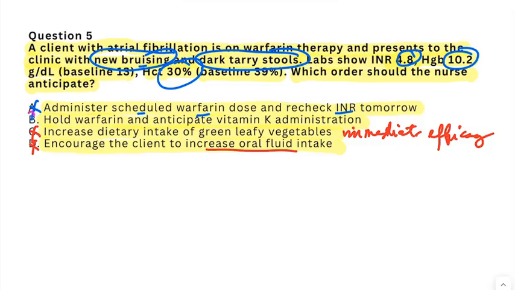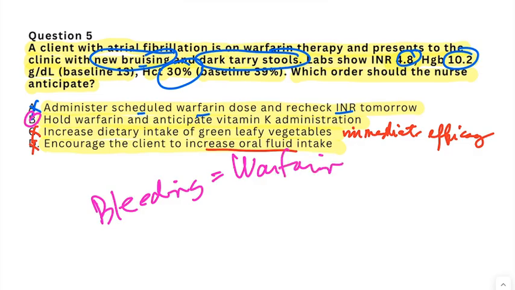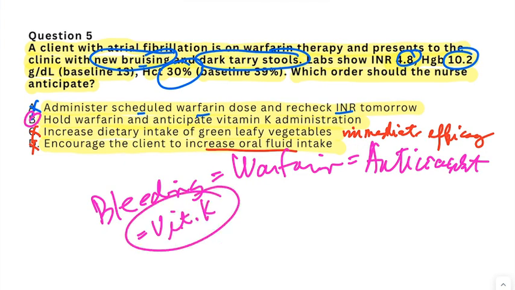And the best answer here is going to be letter B. When you have signs and symptoms of bleeding from warfarin, because warfarin is an anticoagulant, you need to stop the bleeding. Which one antagonizes warfarin? Definitely vitamin K.